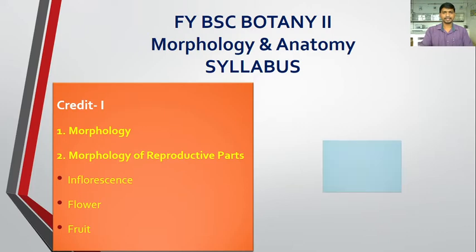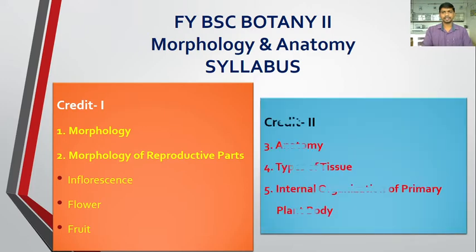The second credit is for anatomy. So in this credit we have 3 chapters: anatomy, types of tissue, and the last one is the internal organization of primary plant body. So this is our Botany paper second syllabus for morphology and anatomy. So now from this lecture we are going to start the credit first.